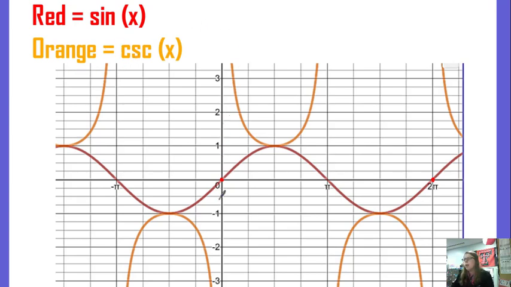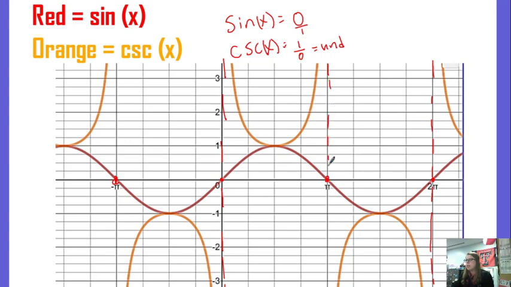And what we can see here is that when sine equals 0, cosecant is the reciprocal of that. So instead of 0 over 1, now it's 1 over 0, which we know to be undefined. So every single time there's a 0 on my sine graph, there's an undefined, which came up when we talked about tangent, and that means that there's an asymptote.